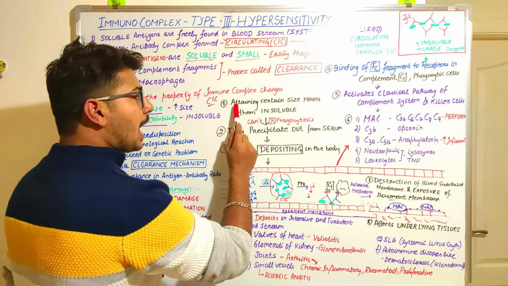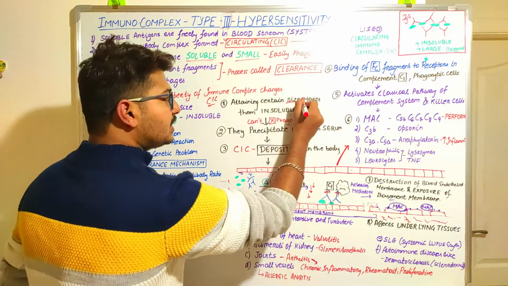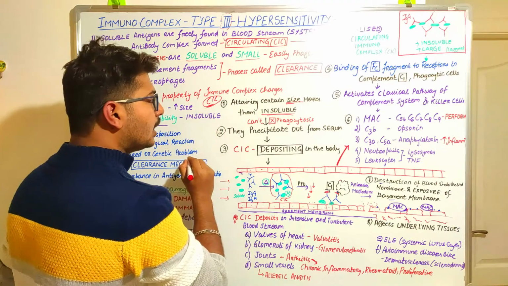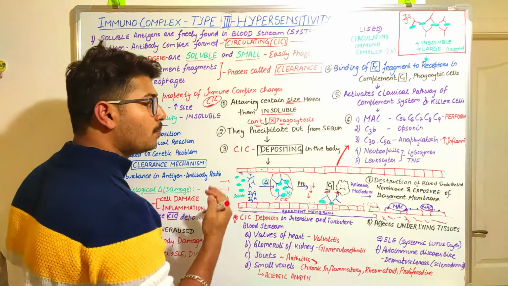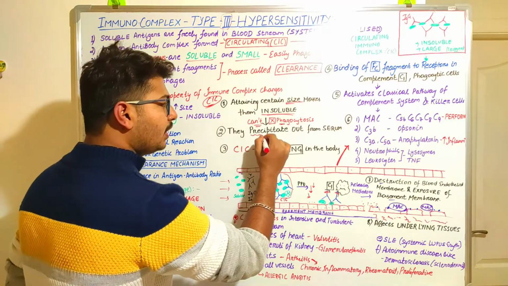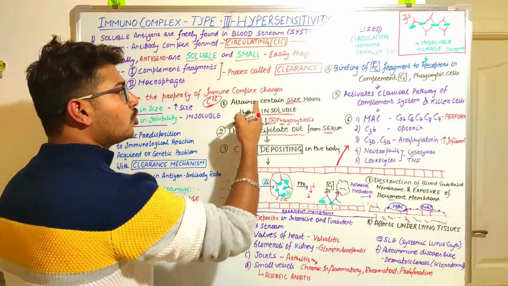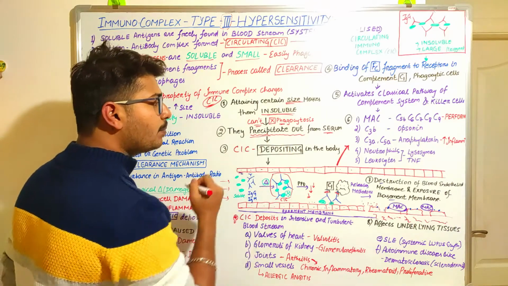First, on attaining a certain size, the complexes become insoluble. When there is a change in size and insolubility of the circulating immune complex, they cannot be phagocytosed normally by these phagocytic cells. What will happen? They will try to precipitate out from the serum. As they are not soluble, they are going to precipitate out. And where will they precipitate?